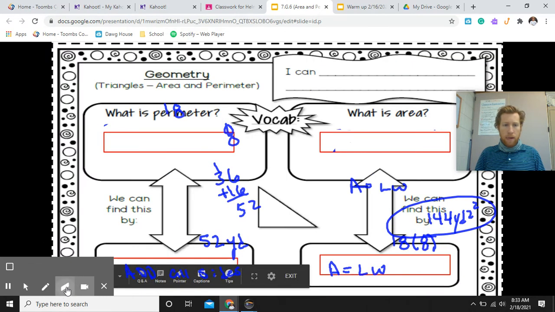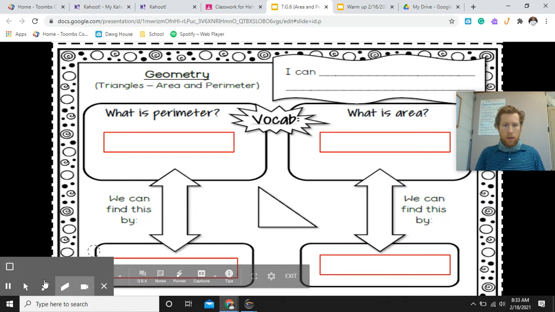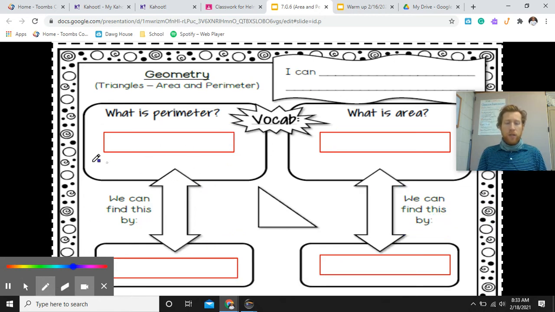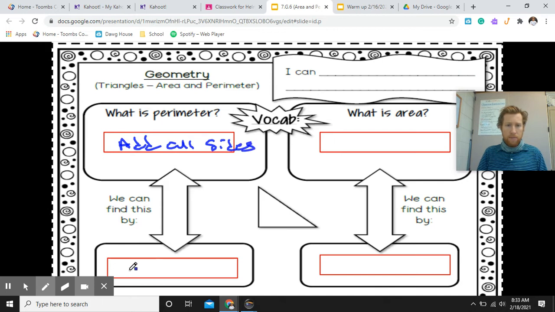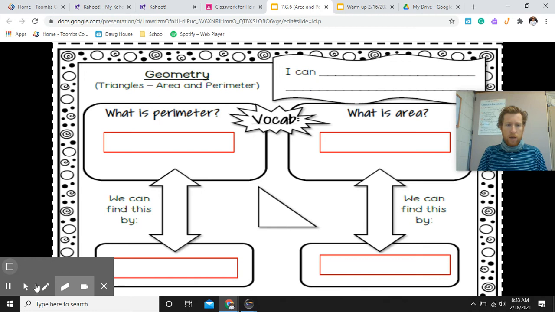All right. Next, we got triangles. It's the same thing, at least as far as how we find the perimeter. We add all sides. Or excuse me, flip that up. This one goes right here. We add all sides, and it's the distance around a triangle.